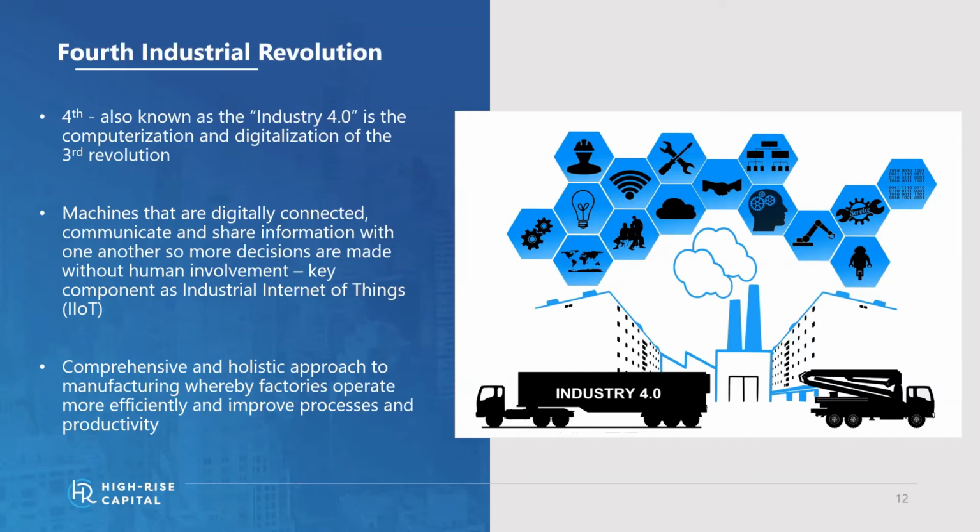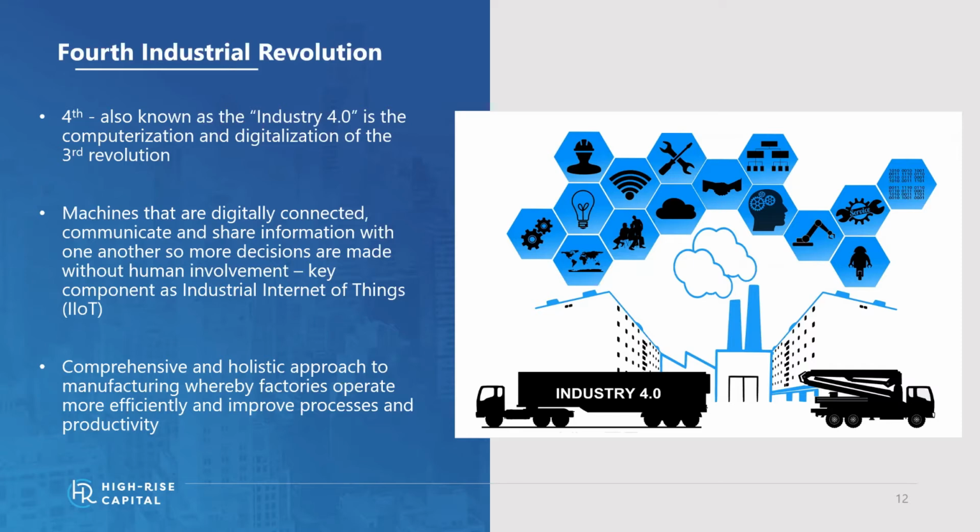Now we are within the fourth industrial revolution, also known as Industry 4.0. It's built upon the third industrial revolution by way of computerization and digitization of everything in the prior revolution. So machines are digitally connected and communicate and share information with one another, and decisions are now made without human involvement. A key component of this is the industrial Internet of Things. You may have heard of the Internet of Things, which refers to all of the internet-enabled devices that you may have in your home, from your refrigerator to your television, to other devices.